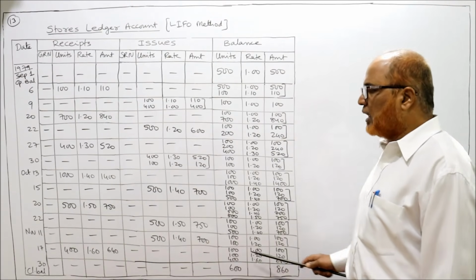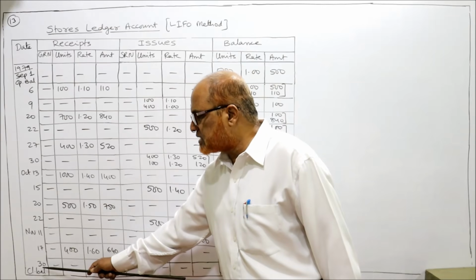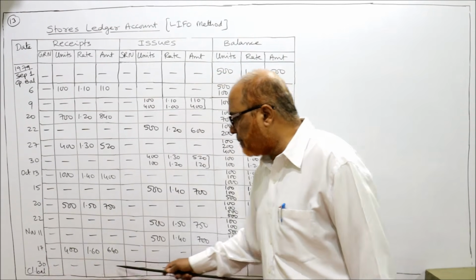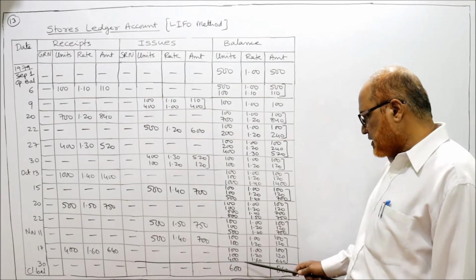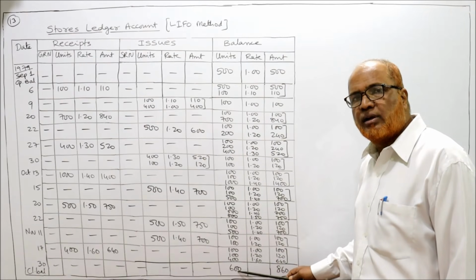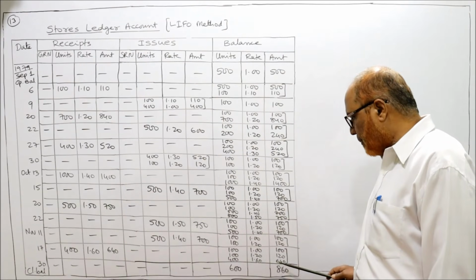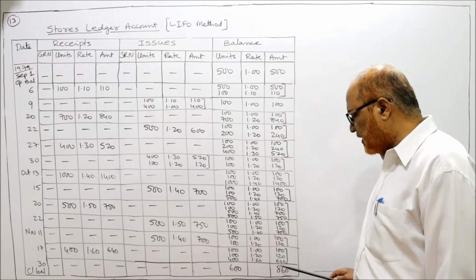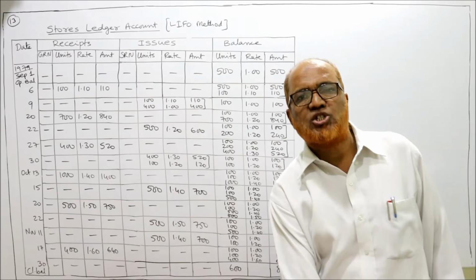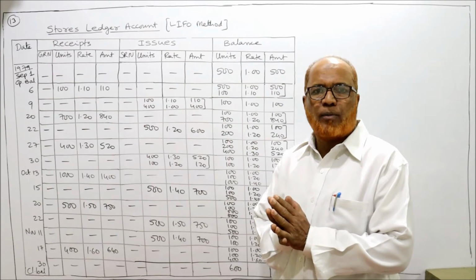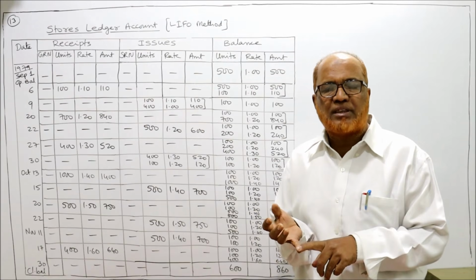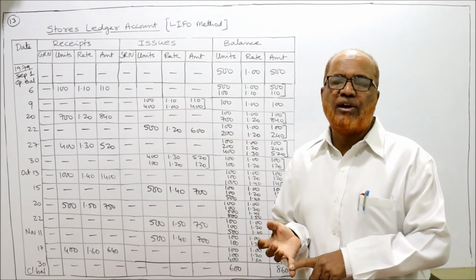So total. Now I am coming to the final closing balance of 30th November. The closing balance is 100 plus 100 plus 400, 600 units is the closing balance. Amount 678, 860 is the value. This is the complete stores ledger account according to LIFO method. So in this 13th problem, we have applied FIFO method and we have applied LIFO method.